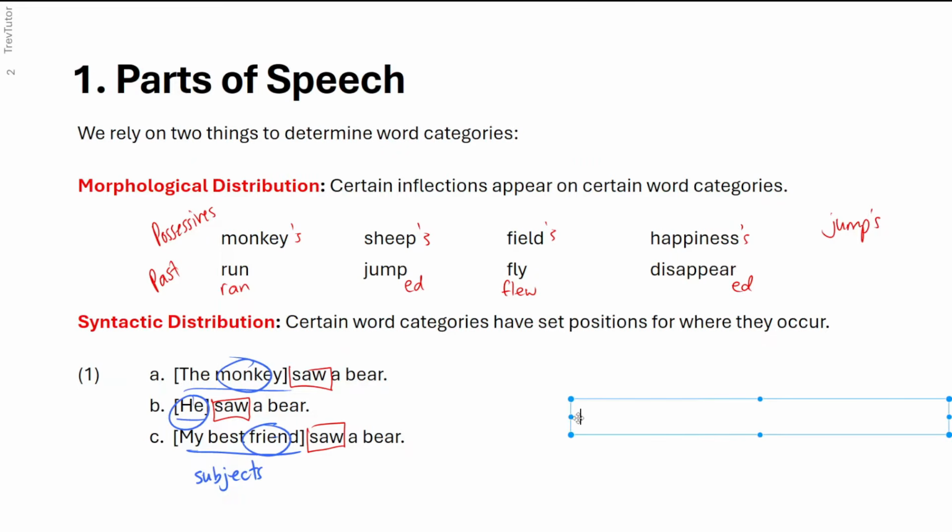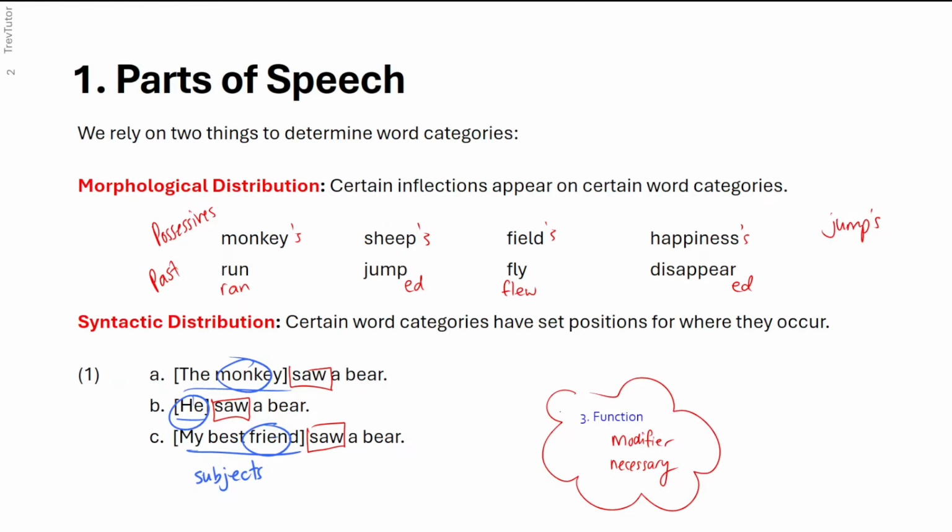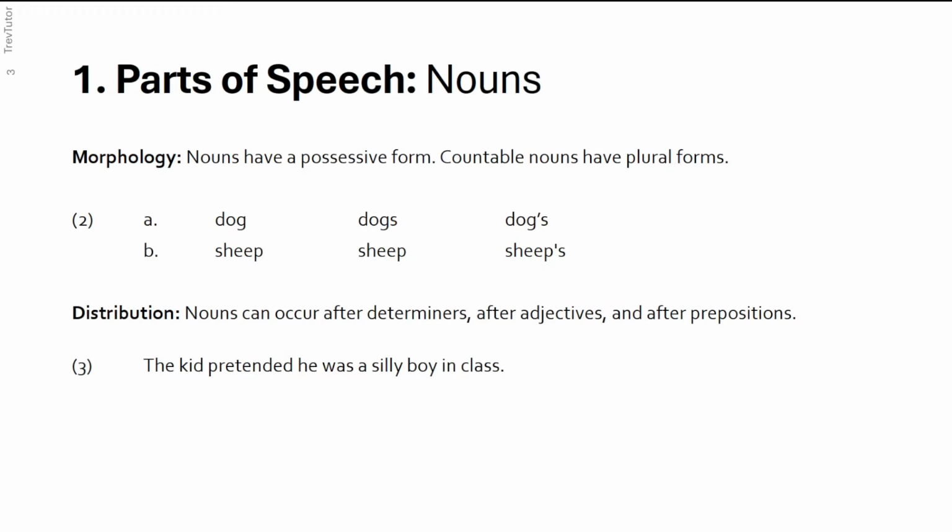The other thing that you might see, three, is the function of a word. So in other words, is it acting as a modifier, or is it acting as something that is necessary in order to complete a sentence or phrase? And this is kind of a side thing. It's not the main piece of evidence, but it will help us disambiguate some things. So we'll start with nouns.